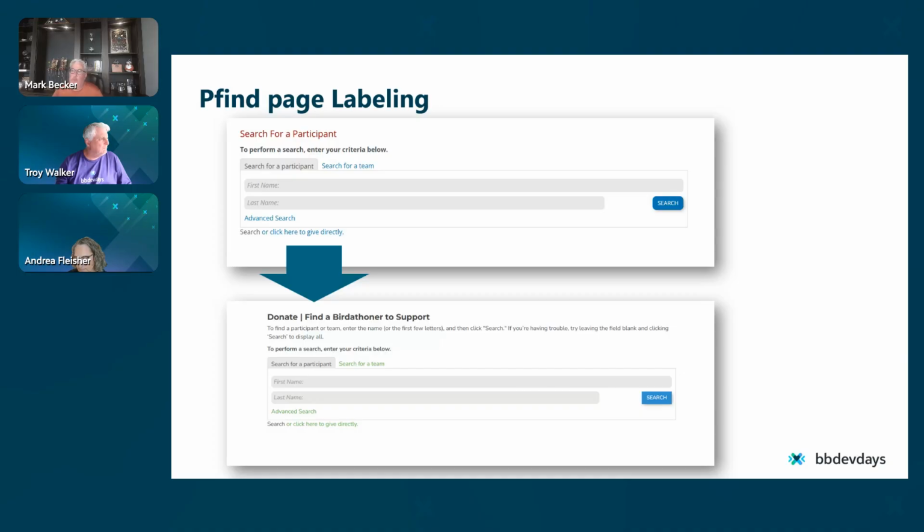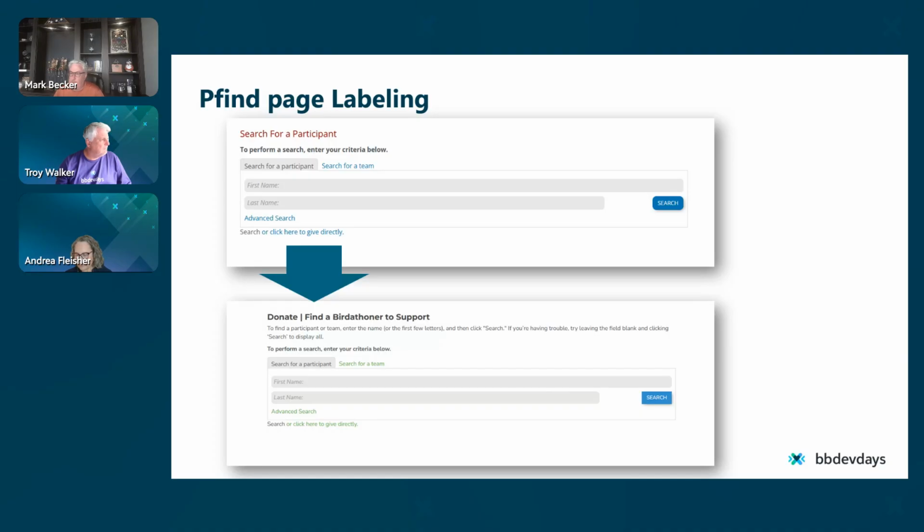In the search for a participant, the P-Find page, participant find page labeling, you can change it from the default to customize. And again, this is just one example from one of our clients that has a birdathon, and find a birdathoner to support. That's just language to make it a little bit more personal to that campaign.